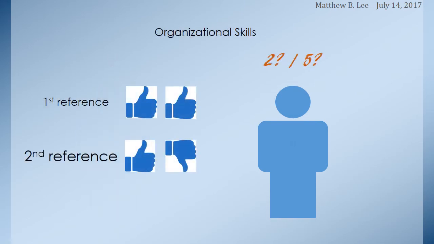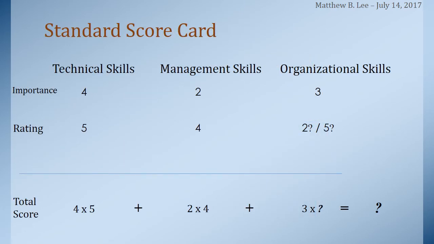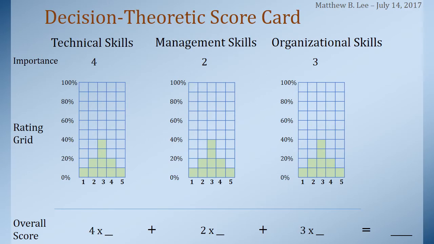Or suppose one reference speaks highly of the candidate, but another reference who has worked with the candidate longer gives a somewhat lukewarm recommendation. Should the evaluator discount the first reference entirely and rely only on the second? It's unclear how to fill out the standard scorecard in such situations. The envisioned app therefore also includes a more sophisticated instrument, the Decision-Theoretic Scorecard, based on mathematical decision theory, to be used instead of the standard scorecard for high-stakes hiring decisions.